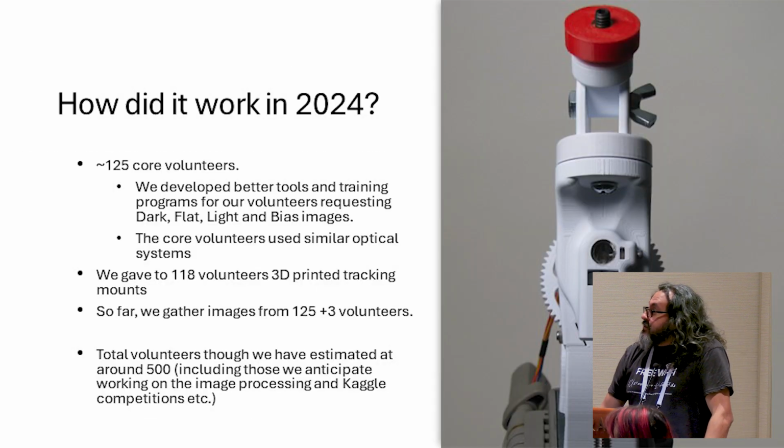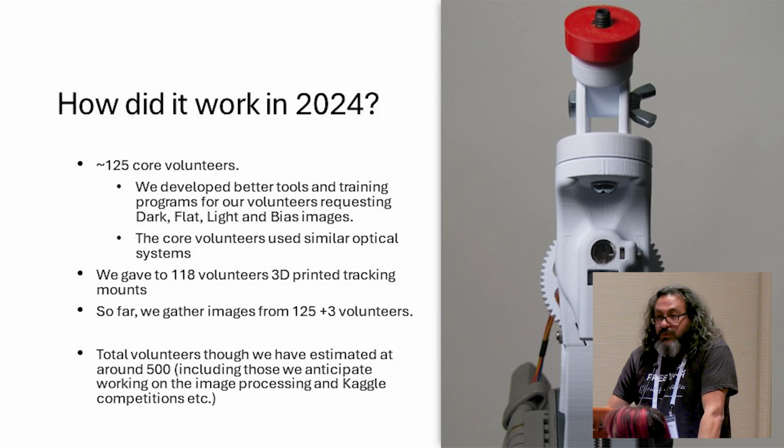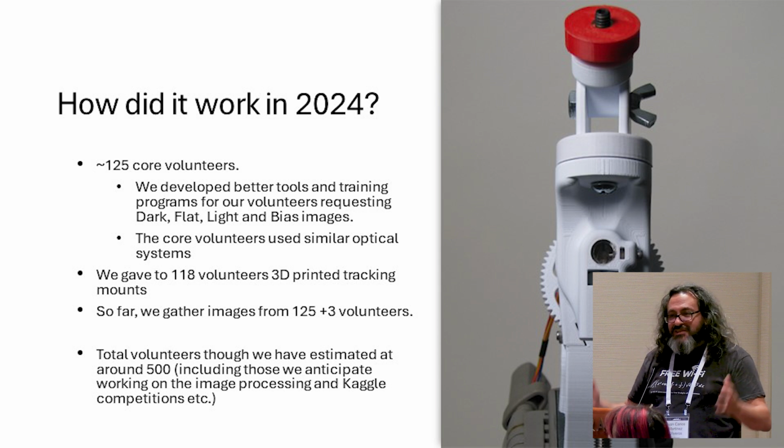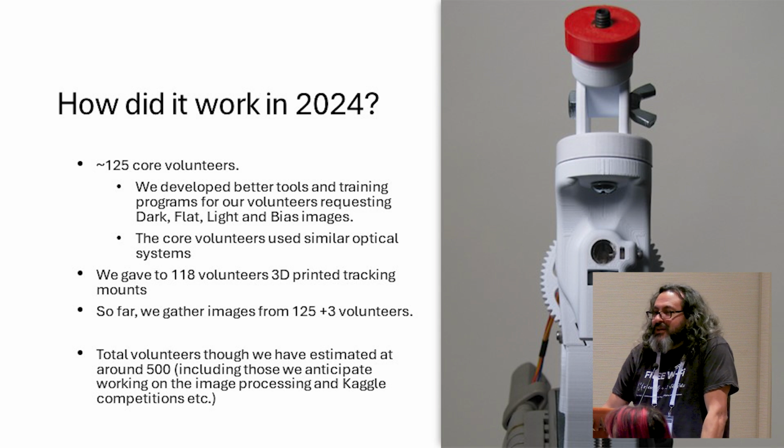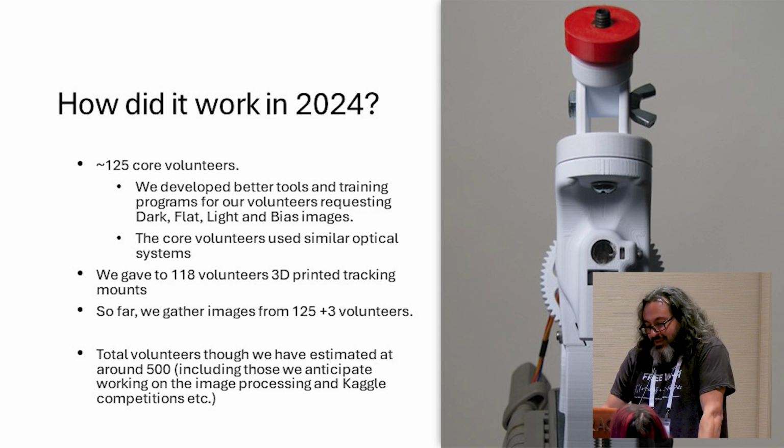So how did we do this year? Well, we did not have thousands and thousands and thousands of volunteers like in 2017. We learned our lesson and we went to 125, because it was really, really hard with thousands of people giving us images. So we had 125 core volunteers.